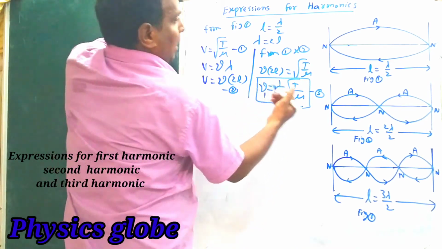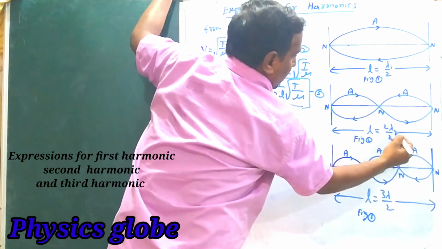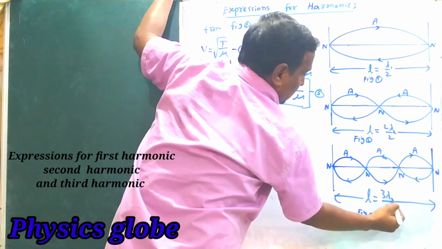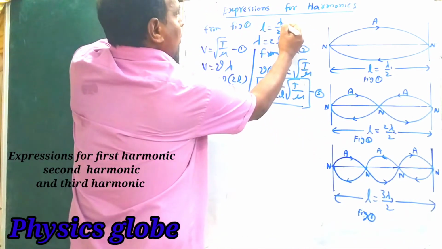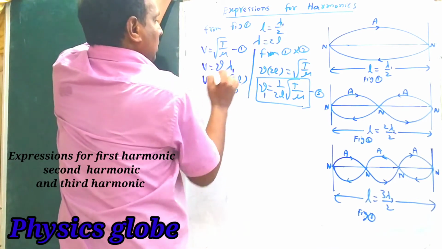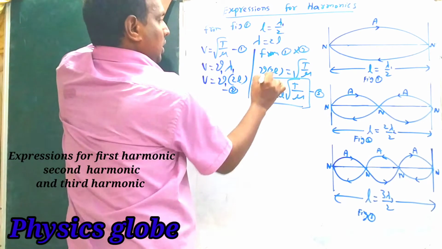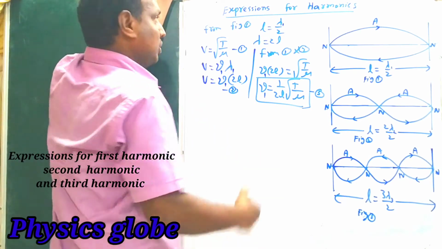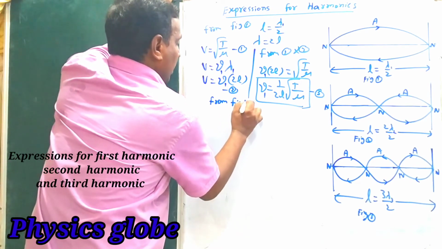Here, for easy understanding, take 1 loop, 2 loops, 3 loops like that. So you also take lambda1 and nu1. Right, that's all. Finish. Next, from figure 2 now.